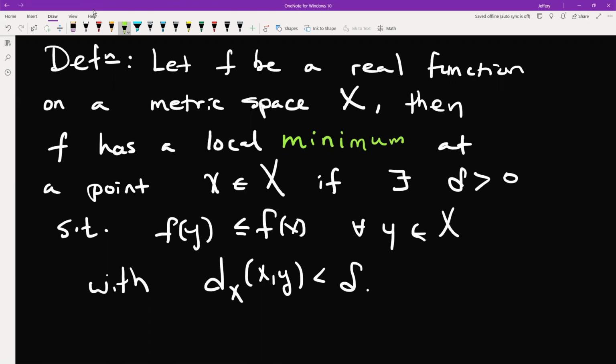So there's a minimum at this point x in the metric space X if there exists some delta greater than 0 such that f of y is greater than or equal to f of x for every y in our metric space X with the distance between x and y less than delta. Okay, so that's what it means.